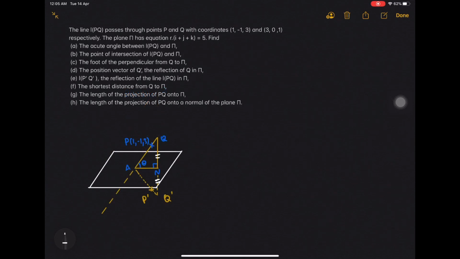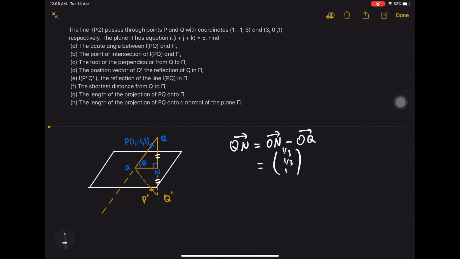They want us to find the shortest distance from Q to the plane. You can see from here that our shortest distance is making a right angle to the plane, which is my QN. So all we need to do is to find the vector for QN, and that will be my ON minus OQ. We have my ON found from the previous question, and OQ is given. If you solve this, you get 1 over 3, 1 over 3, and 1 over 3. So what you're going to do right now is find the magnitude of QN.